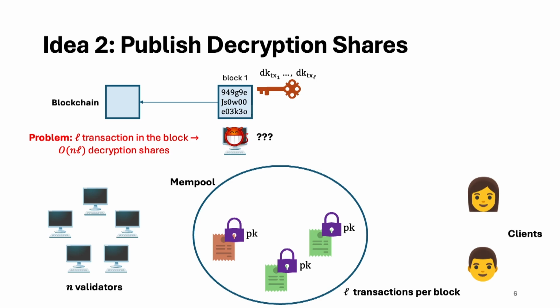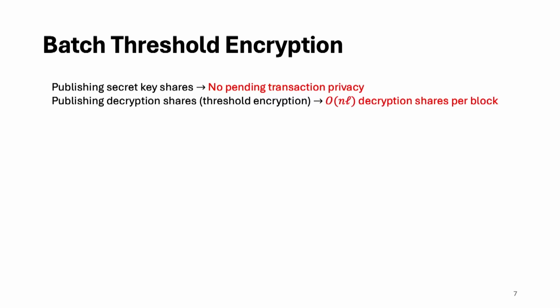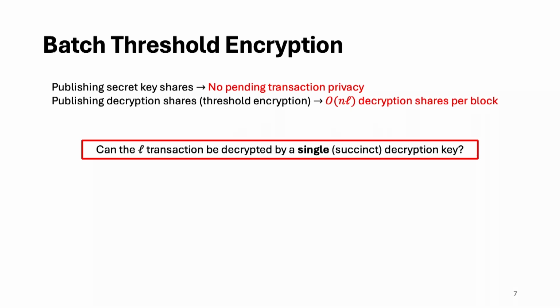But we have the communication problem. So far we have seen two ideas: publishing secret key shares, with no privacy for pending transactions; and publishing decryption shares, also more formally known as threshold decryption, with high communication complexity. These observations beget the question: can the L transactions in the block be decrypted by a single decryption key that is succinct in the number of transactions?